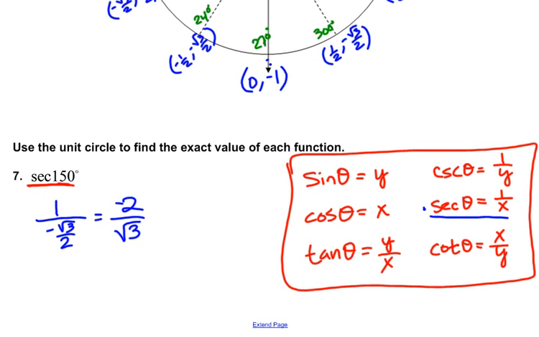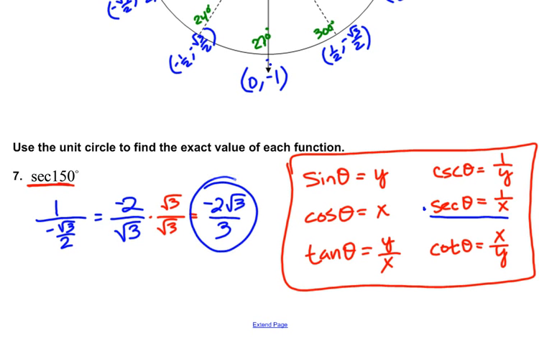That would be fine and dandy as long as we didn't have a radical on the bottom, but in this case we can see that the square root of 3 on the bottom of the fraction is not the way we want to wrap this problem up. So we'll rationalize that by multiplying square root of 3 to the top and the bottom, and that gives us a final answer of negative 2 square root of 3 over 3. And that is the secant of 150.